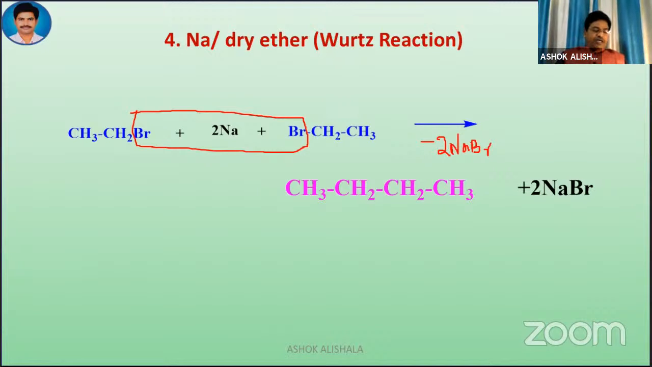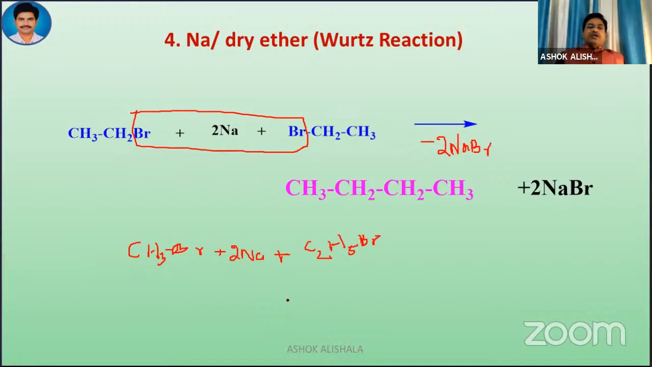Now let us see. One important thing I want to tell you here. When the two alkyl groups are similar, you will get only one compound. You remember one more important thing: suppose you take methyl bromide, and another one you have taken is ethyl bromide, that is C2H5Br. See, a mixture of alkanes is formed here.